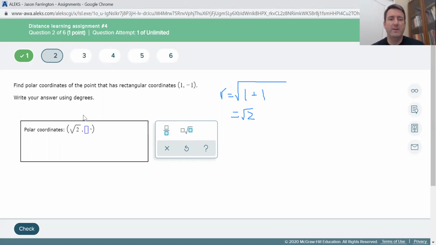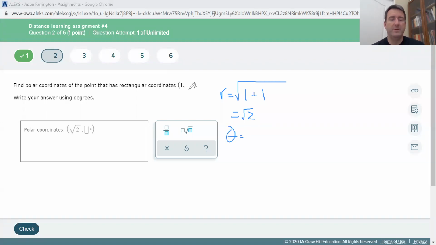By the way, this one can't be reduced, but if you have something that could be reduced, like the square root of 50 can be reduced to 5 square root of 2, you don't need to reduce that. You can enter it in as square root of 50, for example, and it'll tell you that it could have been reduced, but it'll still accept that as a good answer. All right, moving on. Theta now.